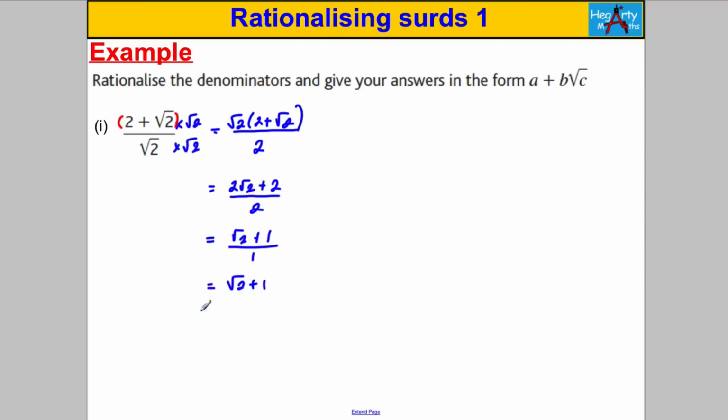Now they wanted it in that form, so I can therefore say 1 plus root 2, where clearly my A is 1, my B is a hidden 1, and my C is 2.